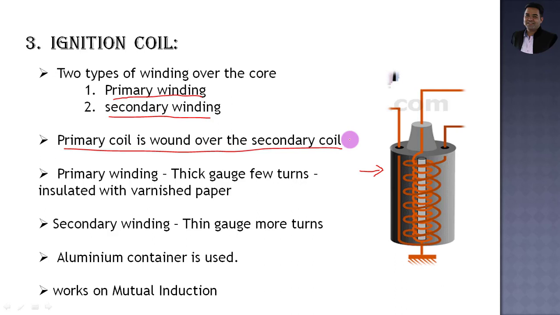The primary winding is made of thick gauge wire with few turns, which is insulated with varnish paper, whereas the secondary winding is made of thin gauge wire which has a higher number of turns. So ultimately the ignition coil behaves like a transformer, a step up transformer. The whole winding is encompassed by an aluminum container, and this whole component works on the mutual induction principle.